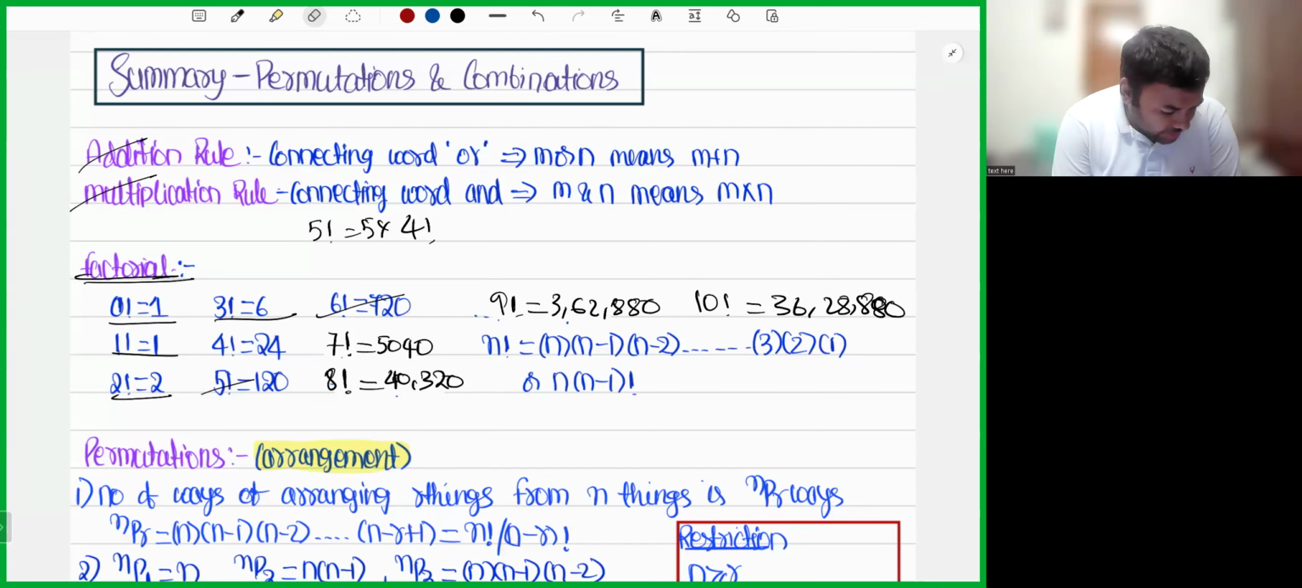So, welcome back, my dear friends. We were discussing permutations and combinations, right? Today in this session, let us try to wind up the concept of permutations.